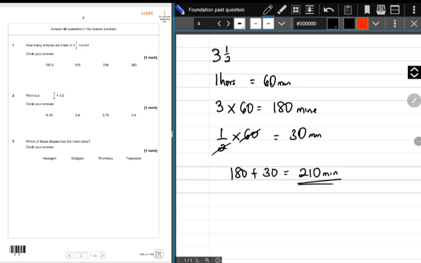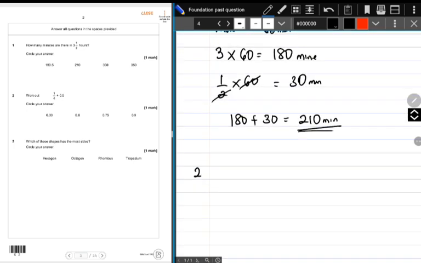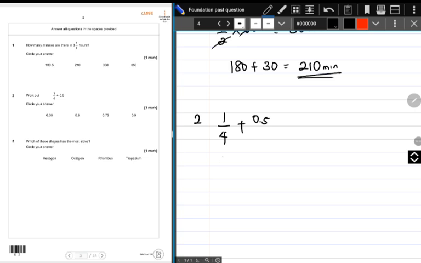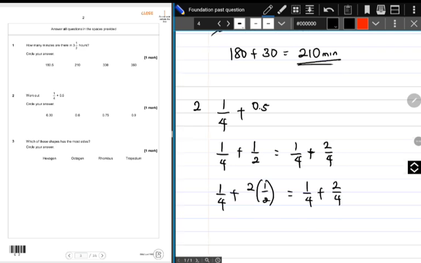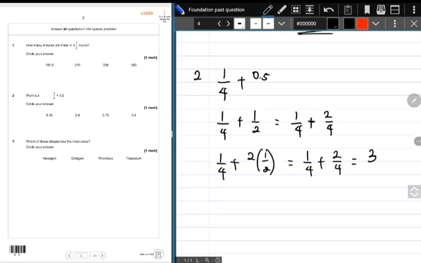Question number 2 says, work out 1/4 plus 0.5. We can work this in two ways. We can work it as 1/4 plus 1/2, which becomes 1/4 plus 2/4. How do I get 2/4? I multiplied the 1/2 by 2 on the top and bottom to make the denominators the same. So 1/4 plus 2/4 becomes 3/4.